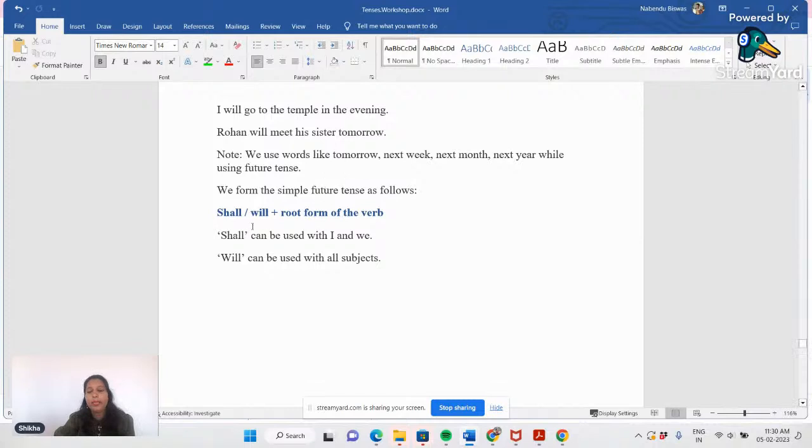Okay, so what would be the structure? You will use shall or will plus root form of the verb. So for future tense we generally use the v1 form of the verb. And for the usage of shall or will, in earlier days we used to use shall, but nowadays we use will most of the time. So it will be better for you also to use will rather than using shall.